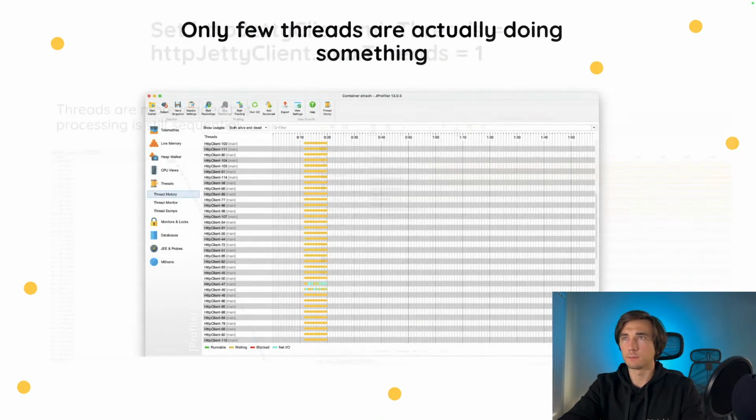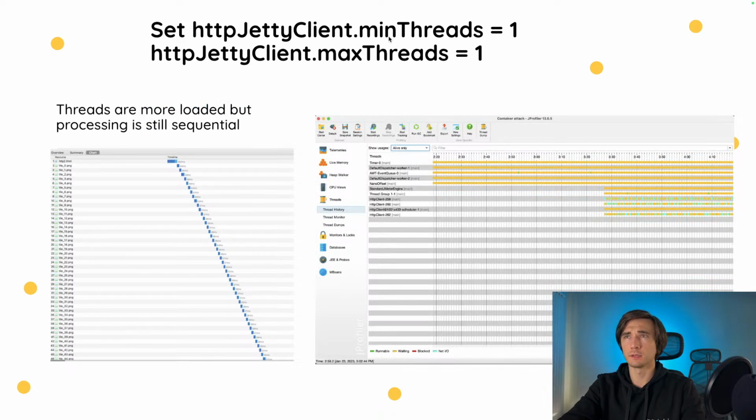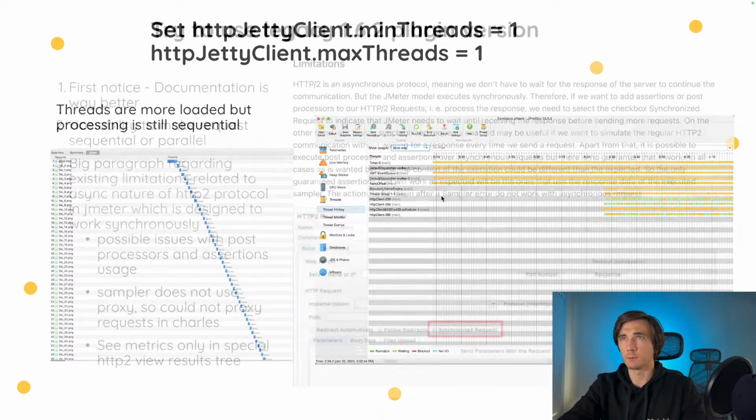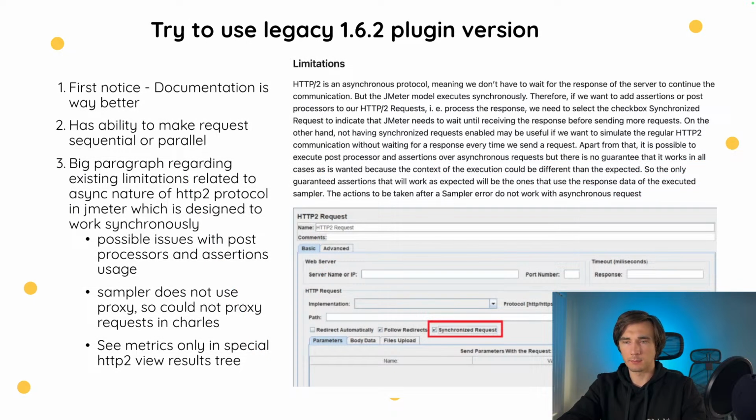So I also played with different configurations. What if we set minimum threads to 1 and maximum threads to 1? Yes, now it creates fewer clients, all of them doing something, but still they are not parallel. They are executed sequentially. So we are not generating extra connections, all these extra threads, but it is not working as expected. At this moment, I tried many more different cases, but they were not helping me.